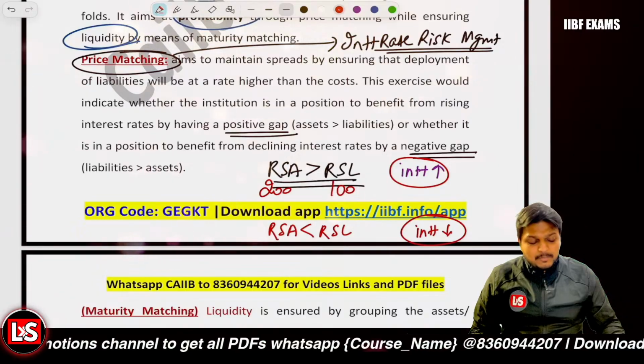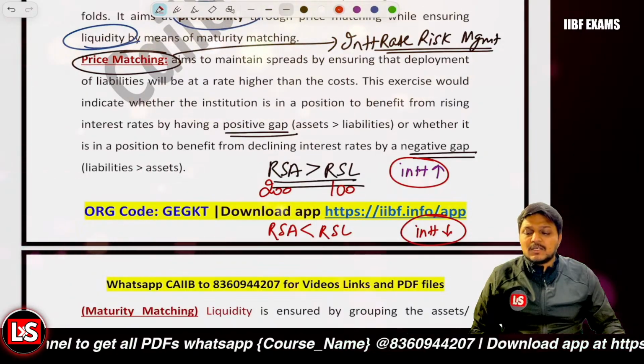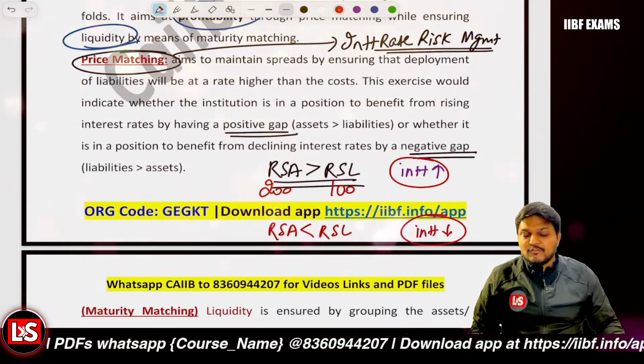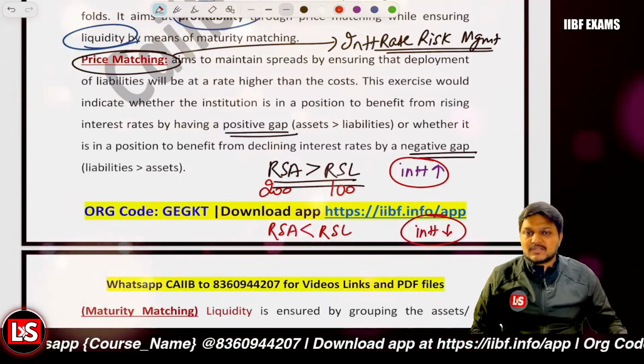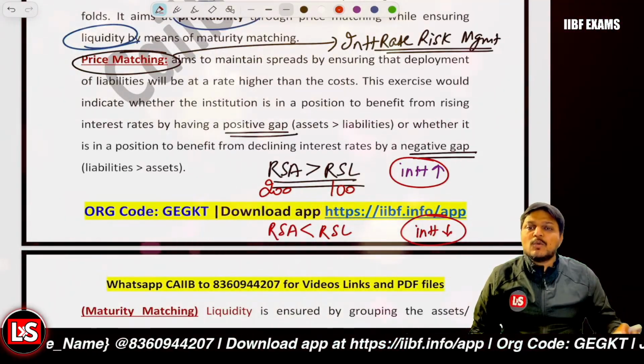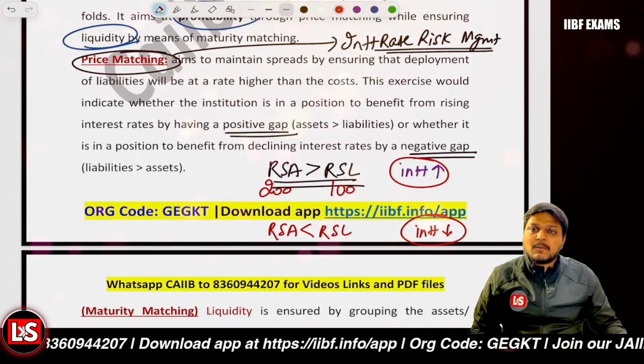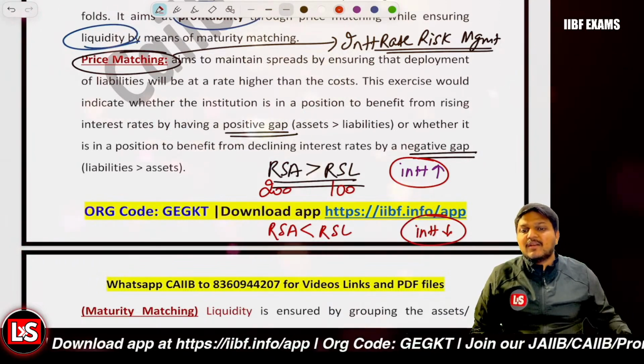So the main thing is that we want stability. We want to control the interest rate risk. Price matching is all about interest rate risk management.